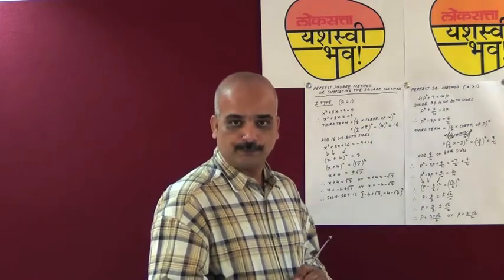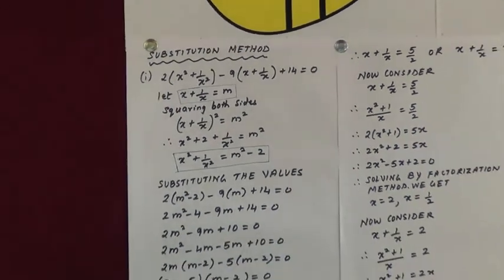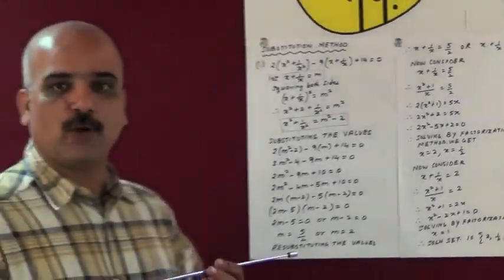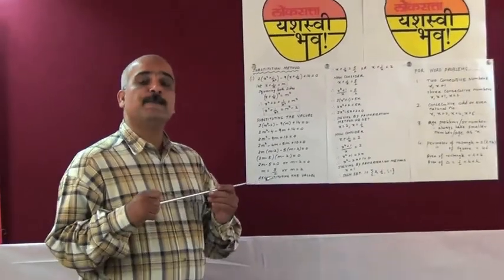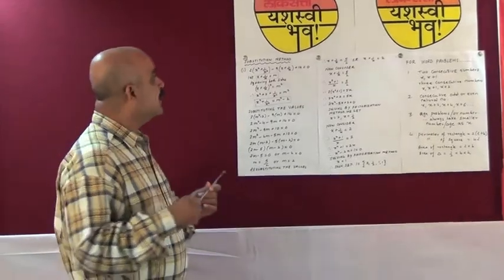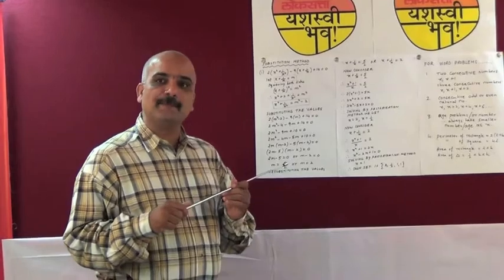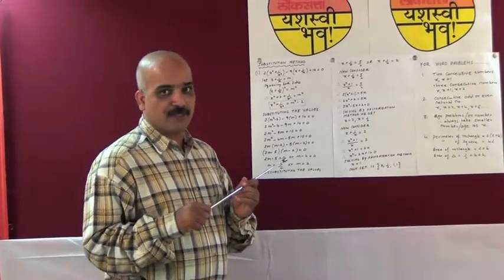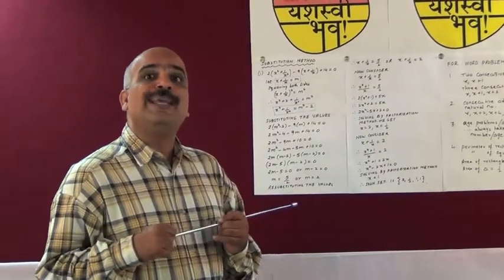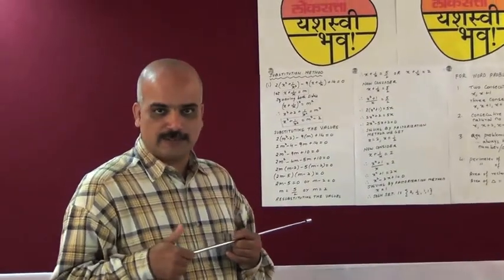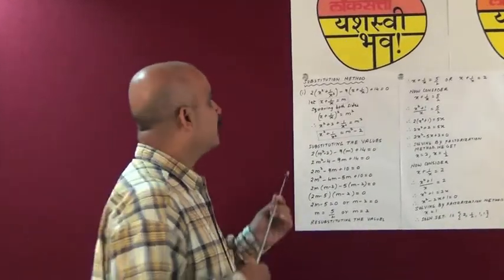Dear friends, after doing the third type or the third method of solving quadratic equations, let us move on to the fourth method, that is substitution method. Now, some quadratic equations may not appear to be as straight and simple to be solved by factorization method, by formula method, or by perfect square method. So it becomes important to substitute the values. Let us see one such quadratic equation in front of you.